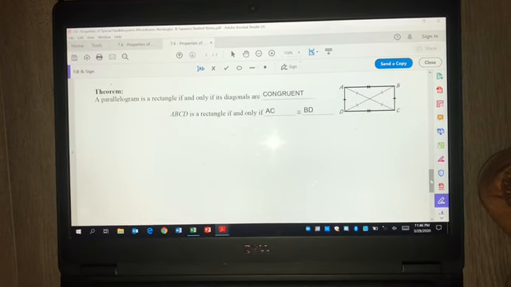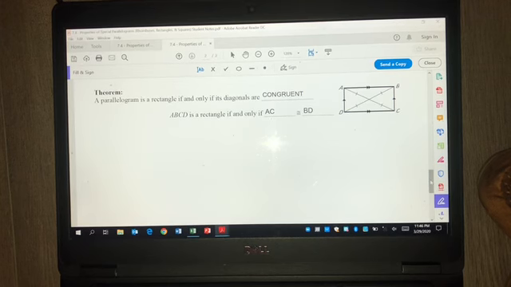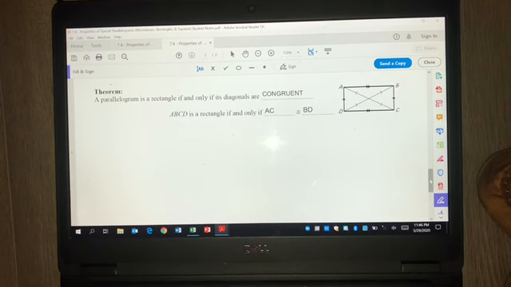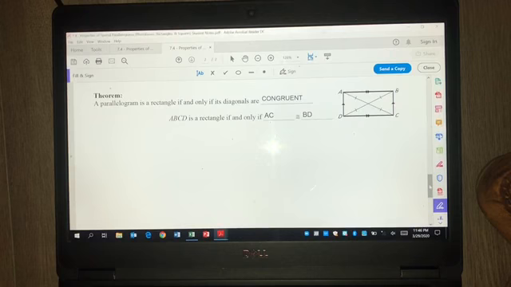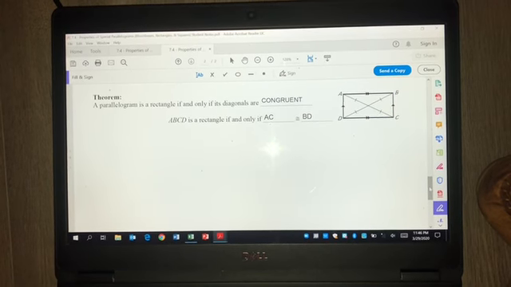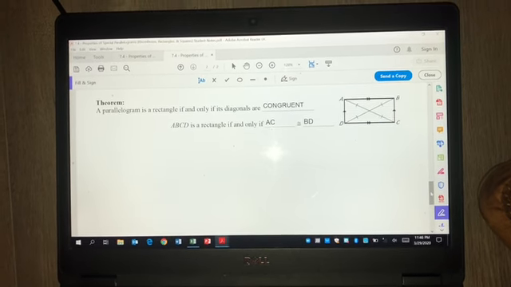Those are the notes for section 7.4. Next, I will show you how to fill out the foldable for a rhombus, rectangle, and square.